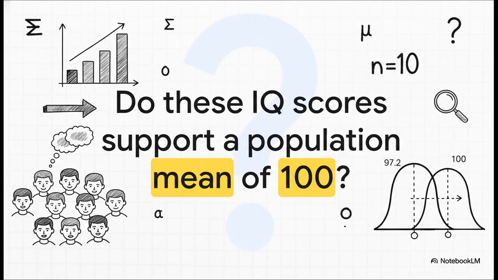So here's our first case file. We've got IQ scores for 10 boys. Their average works out to 97.2. Now, yeah, that's a bit lower than the known population average of 100, but is it significantly lower? Or could you easily get an average like that from a random group of 10 kids just by pure chance?